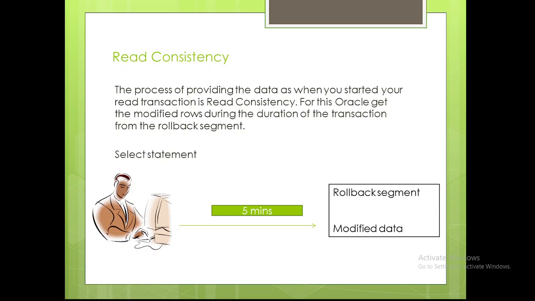We will not get the data of 10:05, because at 10:05 many users can update the data. That would be very disturbing, and not consistent. At 10 o'clock the state was different, and at 10:05 the state was different. So to overcome this situation, Oracle provided read consistency, which is managed by the rollback segment and undo tablespace. So this is read consistency.